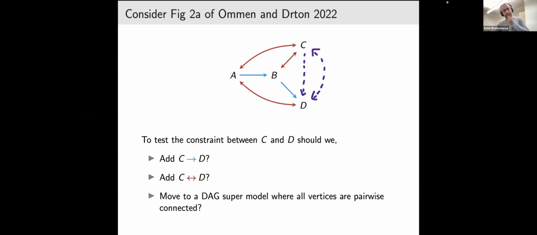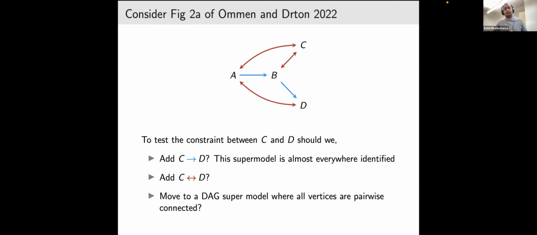If you think about adding the C to D edge, this supermodel turns out to be almost everywhere identified. It turns out it's a bow-free graph. There are no bows in this graph, and we know bow-free graphs are almost everywhere identified. It's not actually globally identified. So this turns out to be a non-arid ADMG, and there are different ways to describe a globally identified acyclic linear SEM. But one way is to check whether there are what are known as confounded trees. It turns out there is a confounded tree here. So this is not a globally identified model. So maybe it's not the best supermodel you could think of.